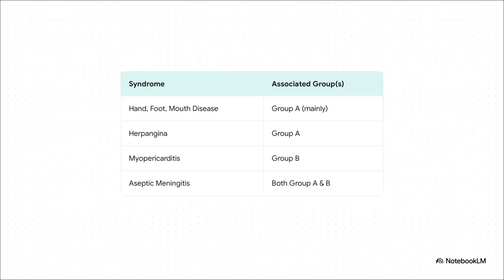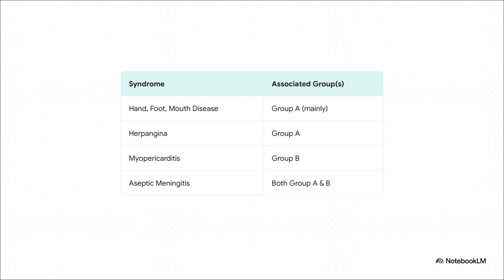And this table just brilliantly illustrates the central challenge we face, right? The one virus, many diseases paradigm. You can see right here how a single syndrome, let's say aseptic meningitis, can be caused by a whole bunch of different serotypes from both Group A and Group B.